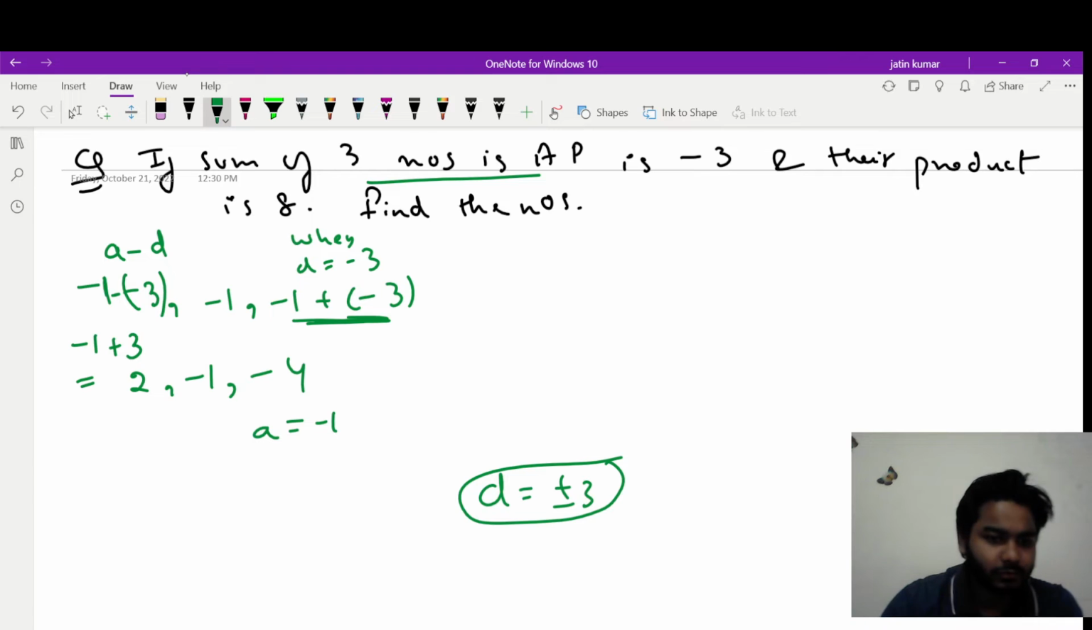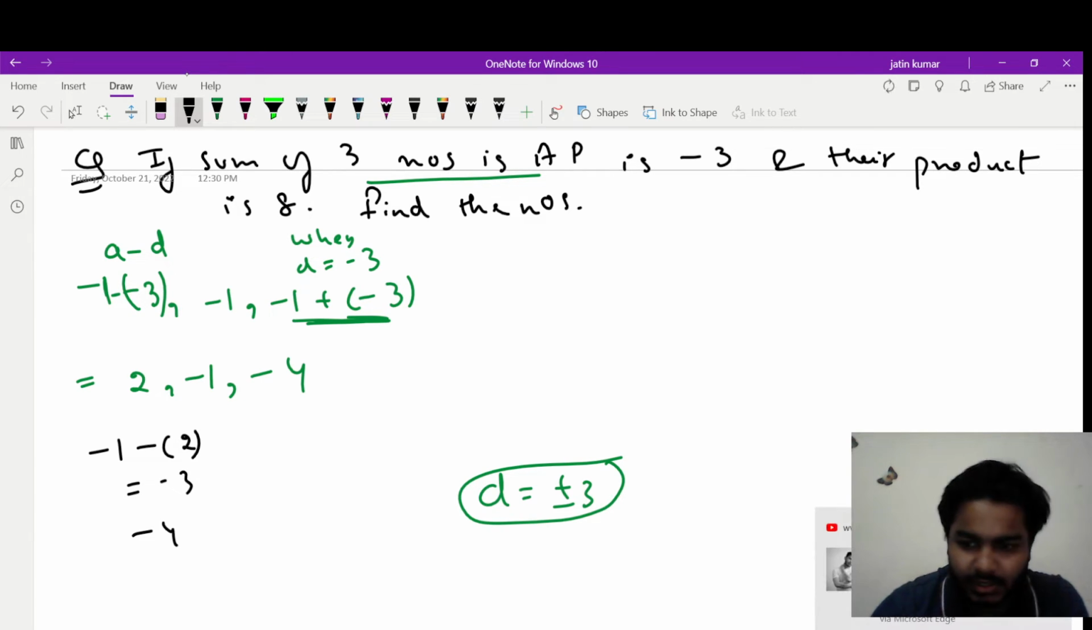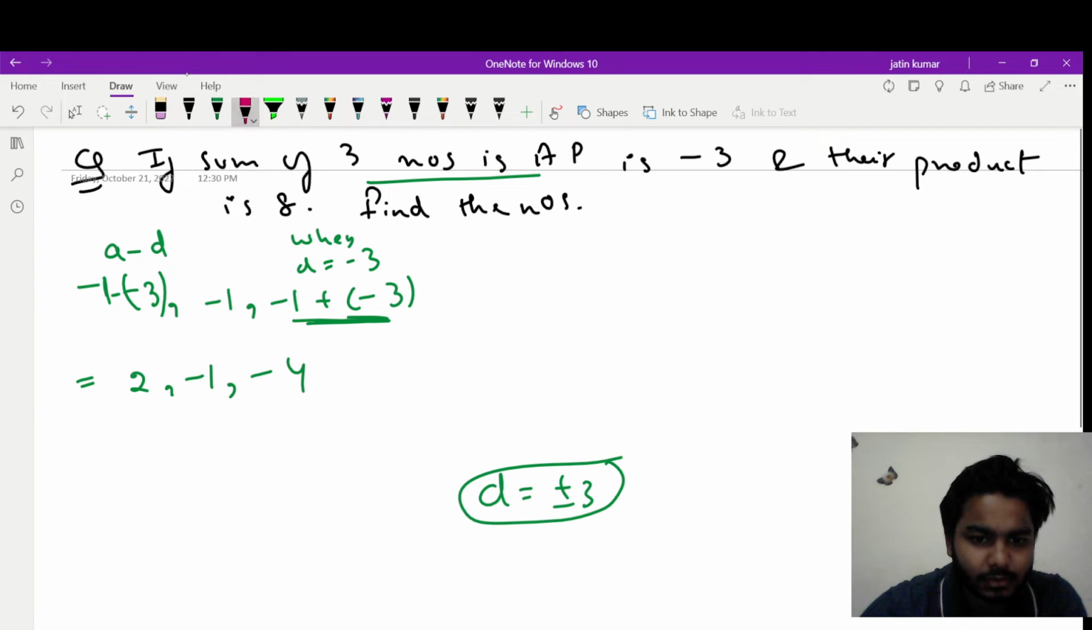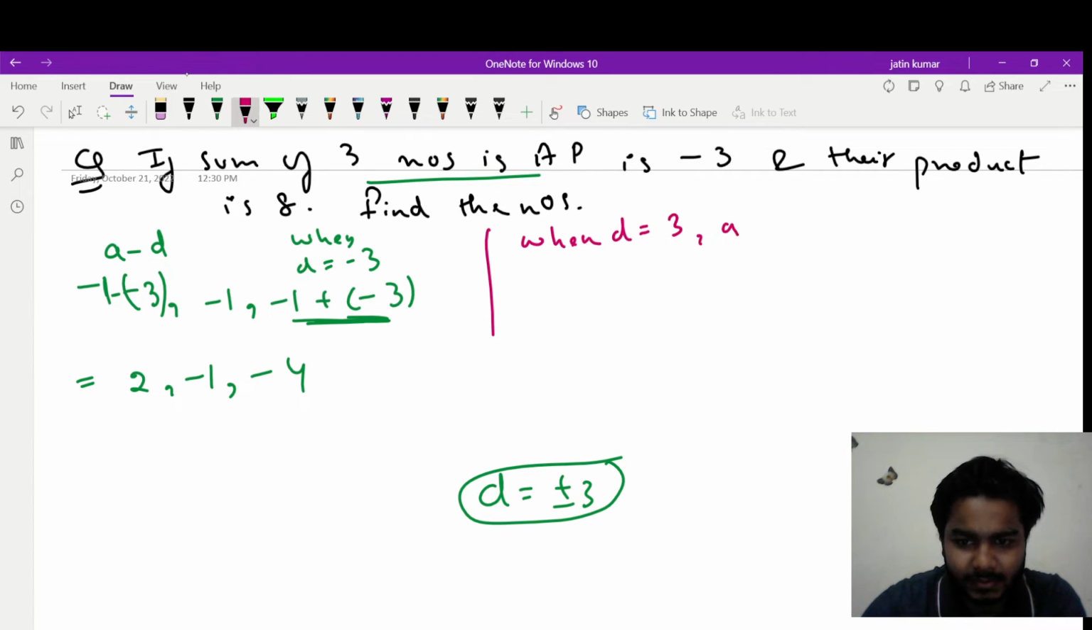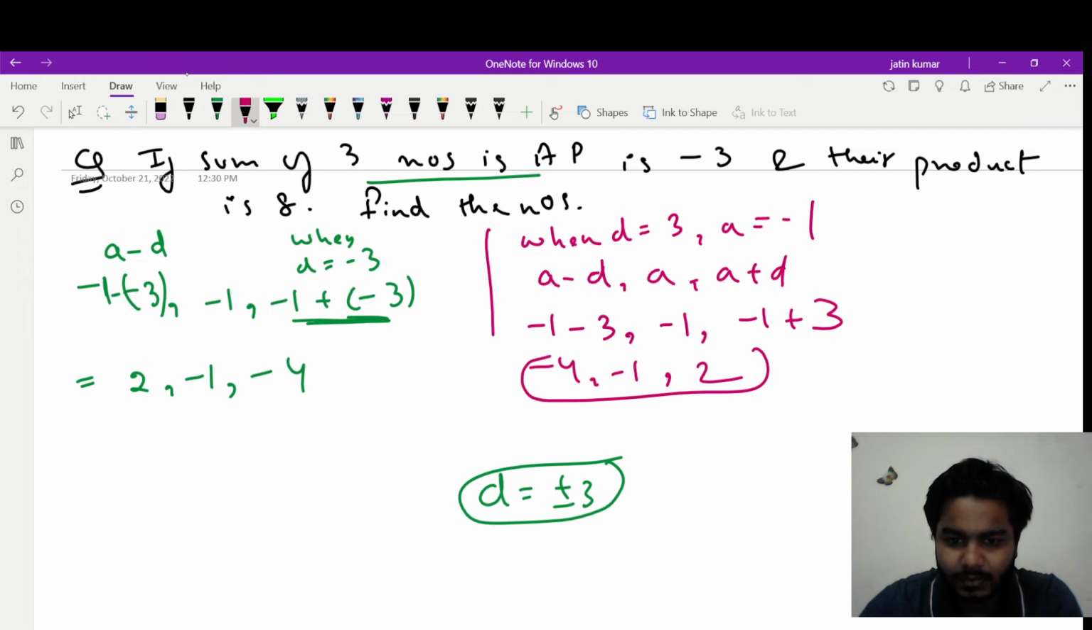Yes, OK. Let's check once again. The value of A is -1, so put -1, and A minus D will be -1 minus, when D is -3. One minute, -1 minus of 2 will be -3 and -4. Everything is fine. And the second will be when D is +3 and A is -1, so A minus D, A and A plus D, what will be these terms? -1 -3 comma -1 comma -1 plus 3, simple, -4 comma -1 comma 2. So these are the 3 terms.